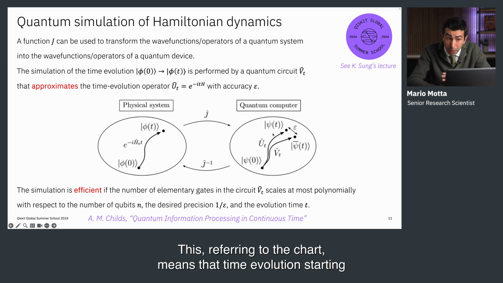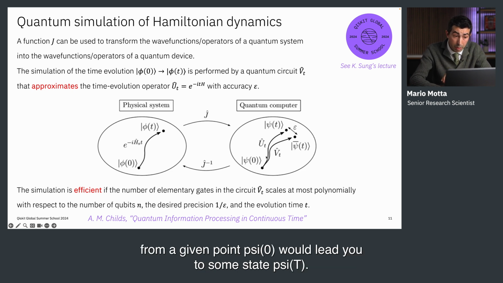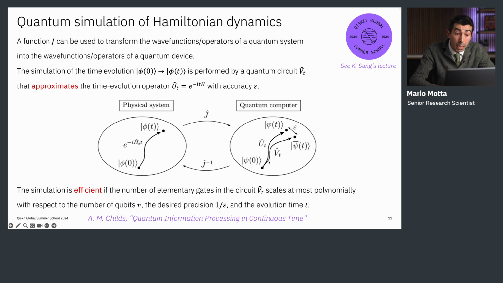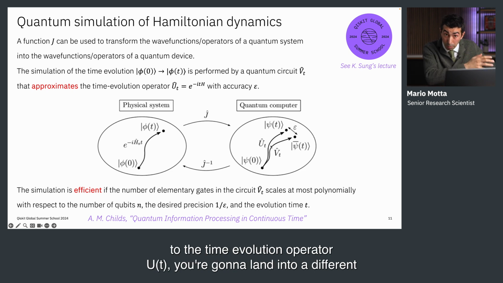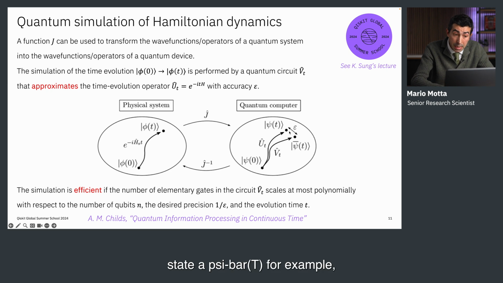This, referring to the chart, means that time evolution starting from a given point psi0 would lead you to some state psi of t. If you have an approximation, if a quantum circuit implements an approximation V of t to the time evolution operator U of t, you're going to land into a different state, psi bar of t, for example.